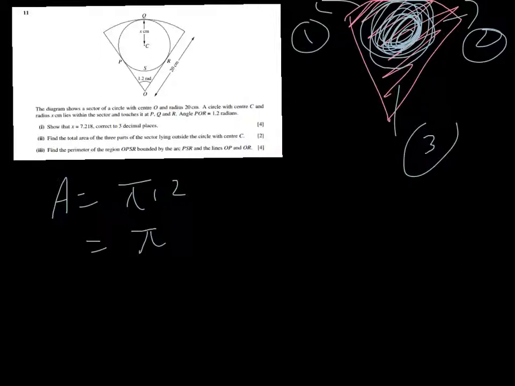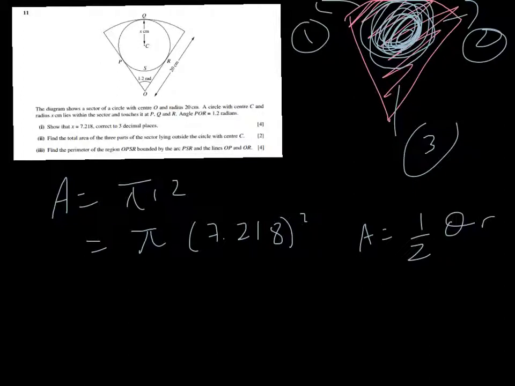1, 2, and 3. Let's start off with the area of the circle, because that's pretty easy. The area of a circle is pi r squared, and in this case the r squared is the answer that they've given us before, which is x. So 7.218 all squared. So that's the area we're going to take away from the larger area, which is the sector area.